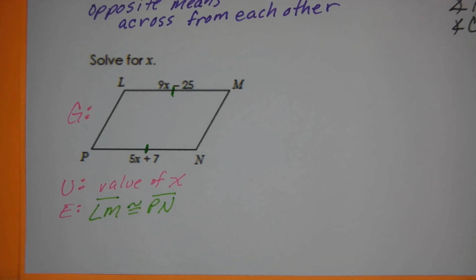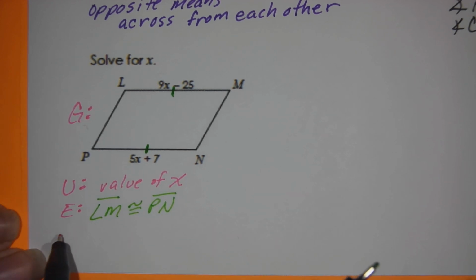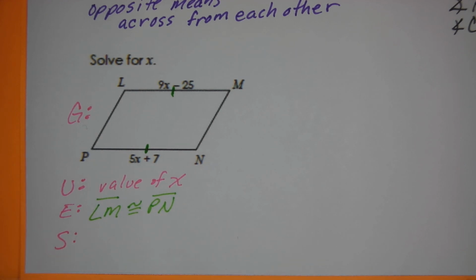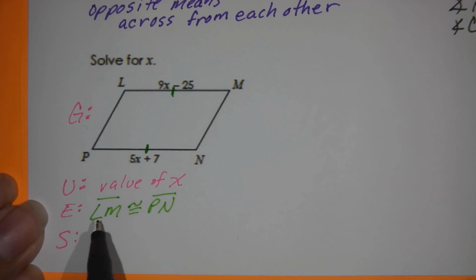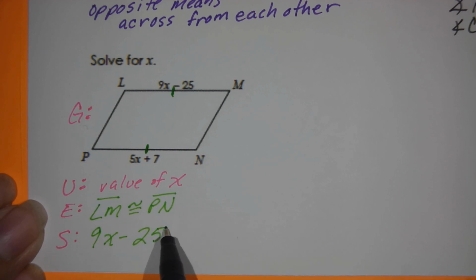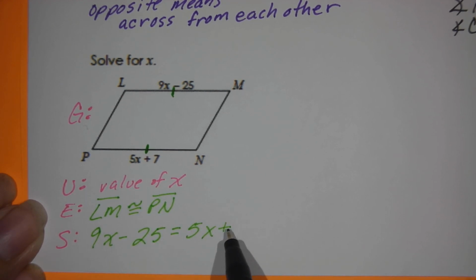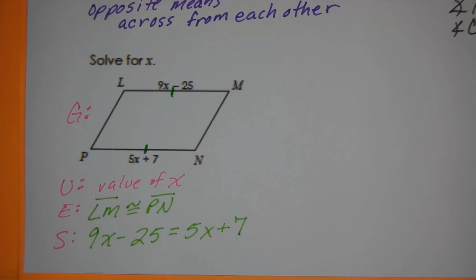The next step will be to substitute. So we're going to go ahead and substitute our values in. So we're going to go ahead and substitute 9x minus 25 is equal to 5x plus 7. And we're going to go ahead and solve. So go ahead and solve, and then we'll come back and check.